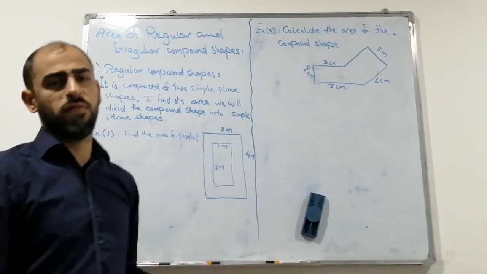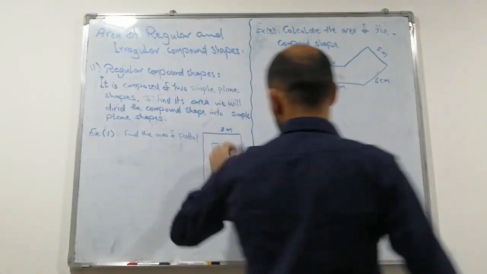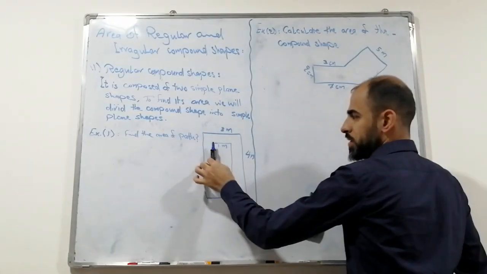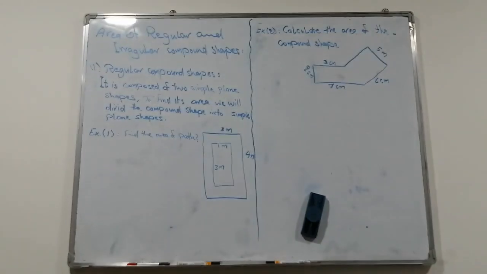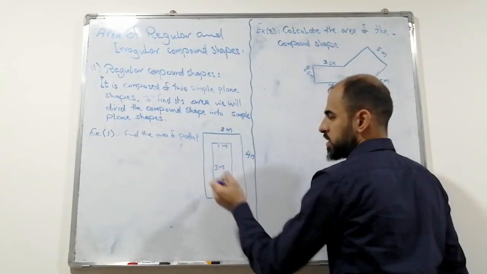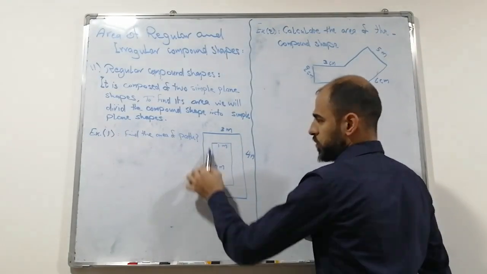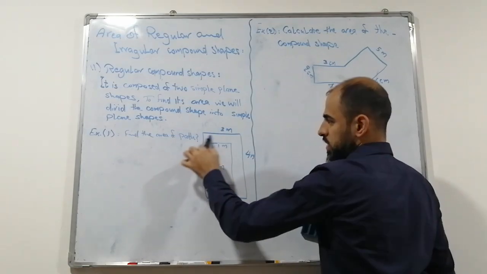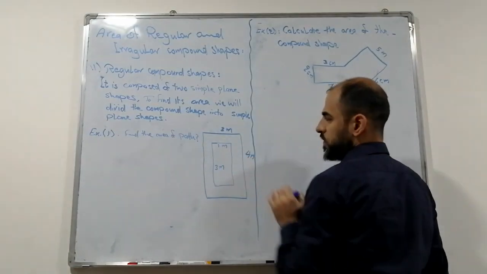To find the area of a regular compound shape, we have many ways, depending on the shape and what the question asks for. So in example number 1, as we see in this figure, we have a pool. The small rectangle inside the big one is the pool. Its dimensions are 1 meter and 3 meter. Outside of the pool, around the pool, we have a path. This is the path. Its dimensions are 2 meter and 4 meter.